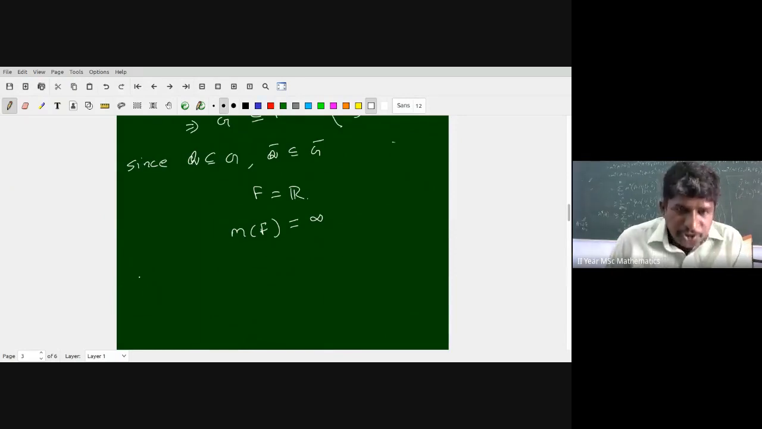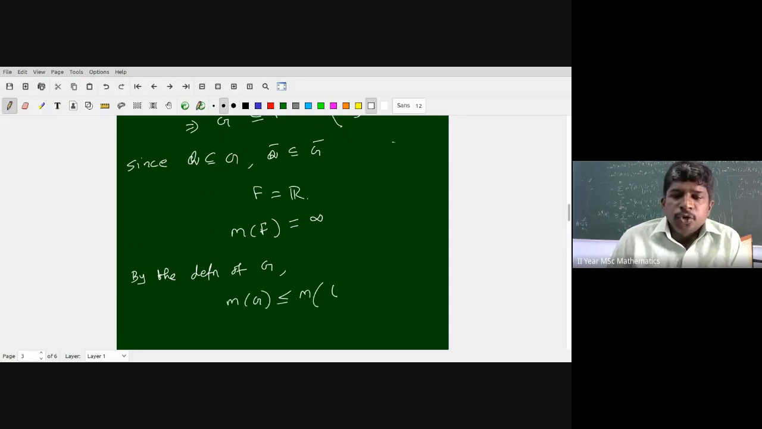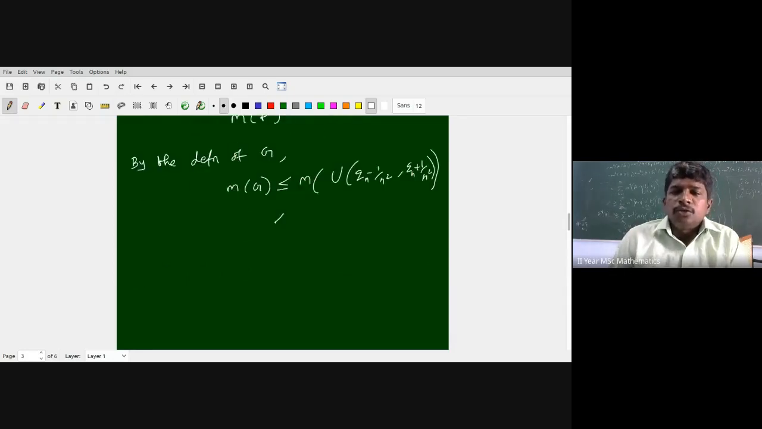What about the measure of G? By the definition of G, the measure of G is less than or equal to the measure of the union of the intervals (Qn minus 1 by n square, Qn plus 1 by n square), which is less than or equal to the summation from n equals 1 to infinity of the measure of (Qn minus 1 by n square, Qn plus 1 by n square).